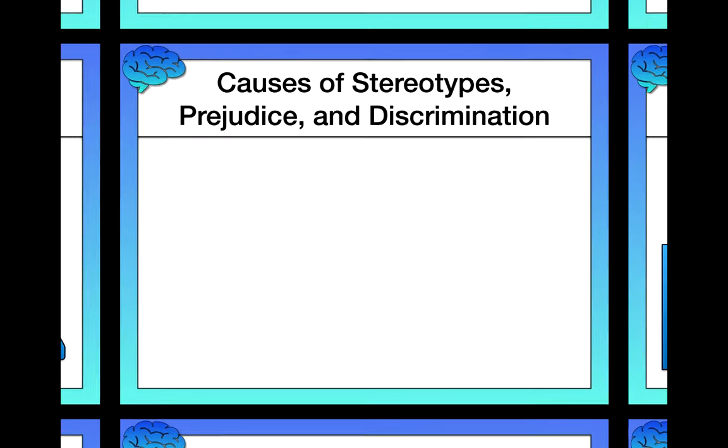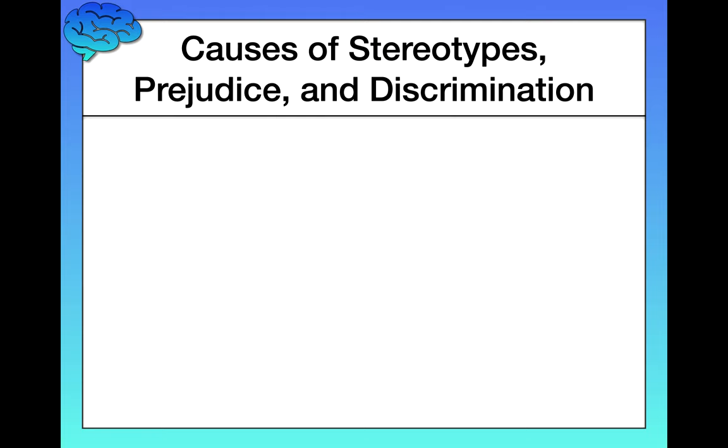Okay, so let's finish with a brief discussion of what leads to the development and perpetuation of some of these things, stereotypes, prejudice, and discrimination, starting with stereotypes. A factor that we've learned about before is confirmation bias, the tendency to seek out evidence that supports our beliefs and to deny, dismiss, or distort evidence that contradicts them.